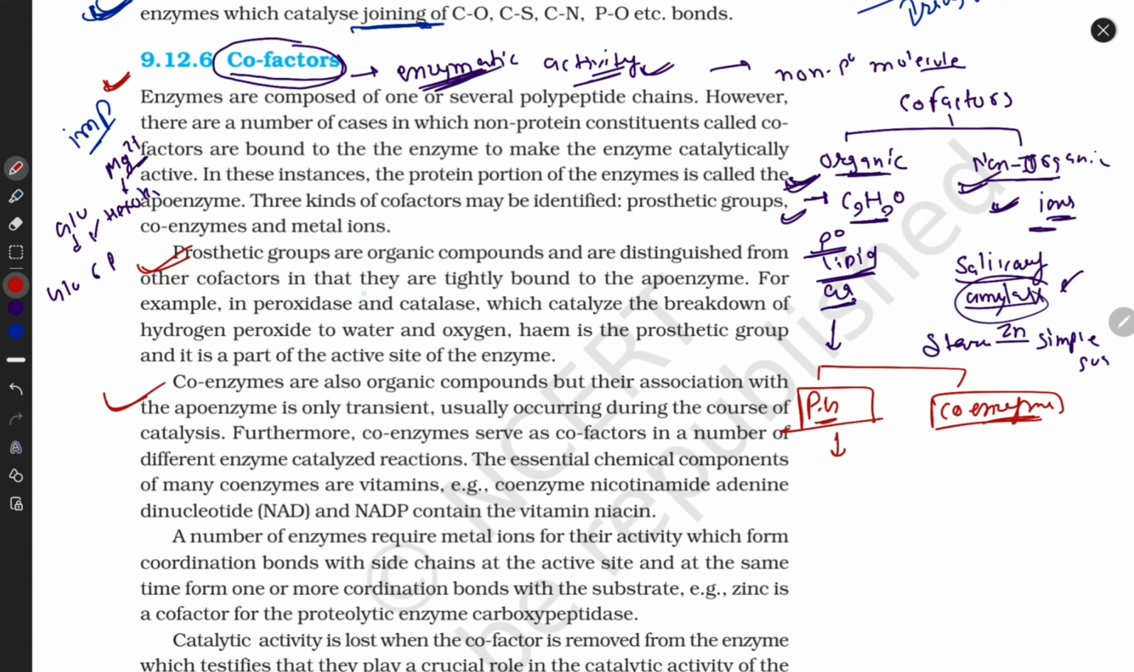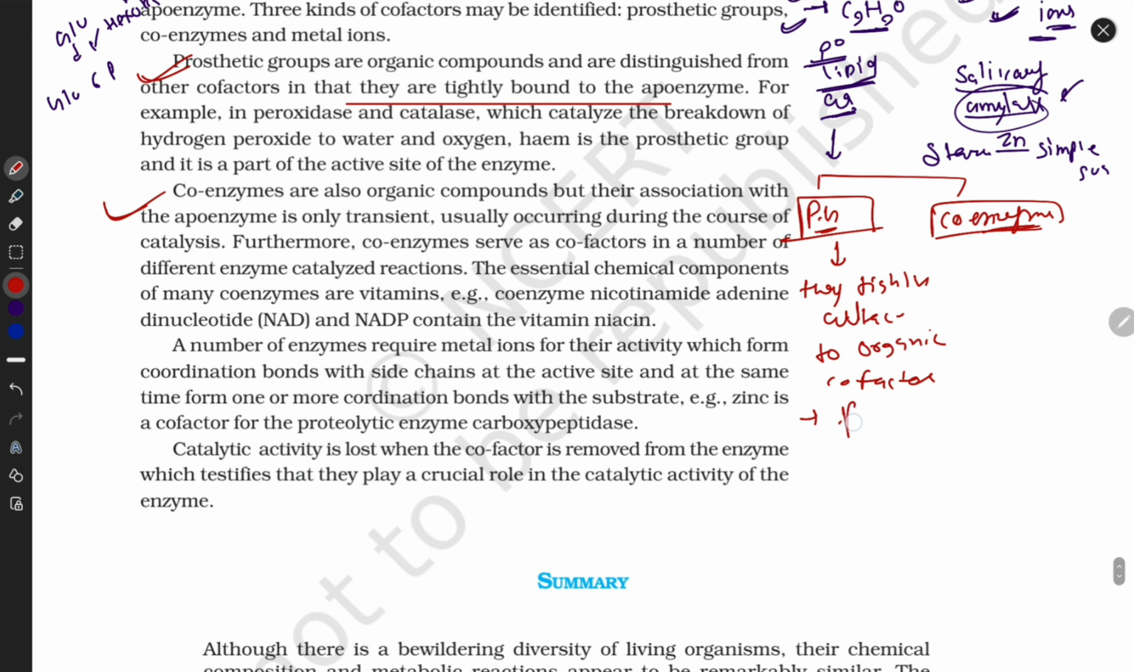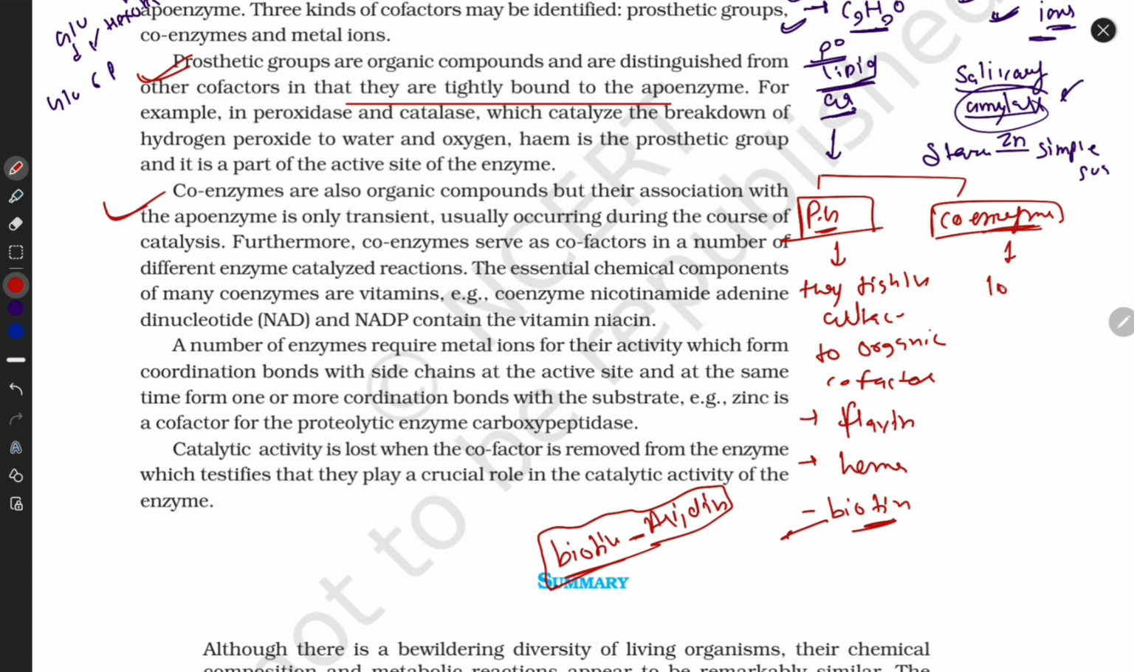What is a prosthetic group? Simple. They are tightly bound to the apoenzyme. Example, look here: flavin, heme, biotin. Guys, one of the strongest protein interactions is biotin and avidin. They attach with the highest affinity. Okay, what is a coenzyme? They are loosely bound to the enzyme. The example is NAD+. Remember this example.